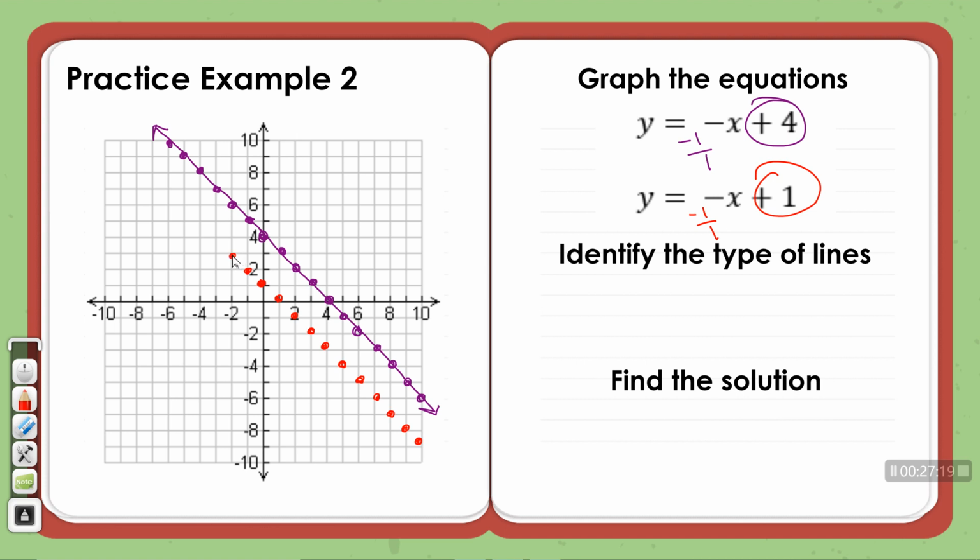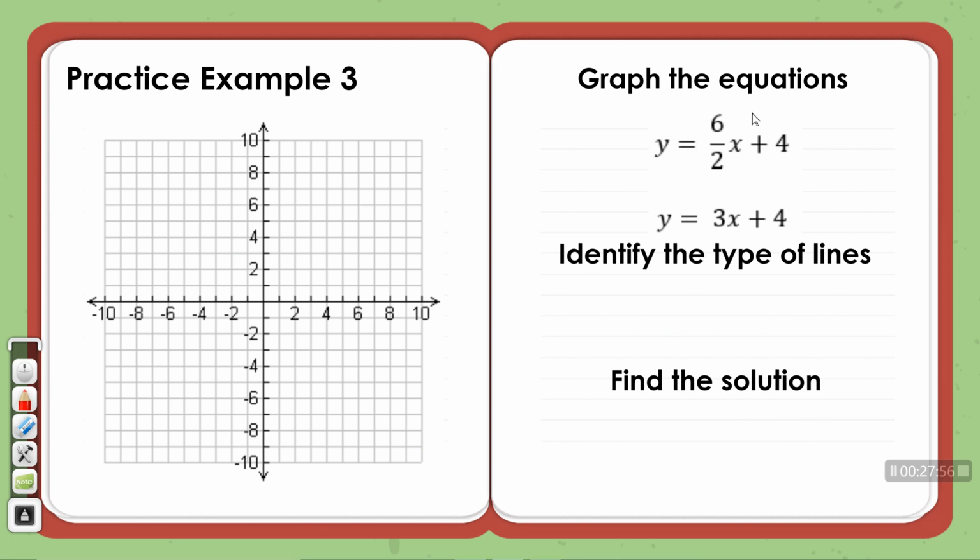What makes them not in the same location, though? The y-intercept. The purple line started on the y-axis at +4. The red line started at +1. So they're parallel. Are they ever going to intersect? No. They are parallel lines. And the solution would be no solution.